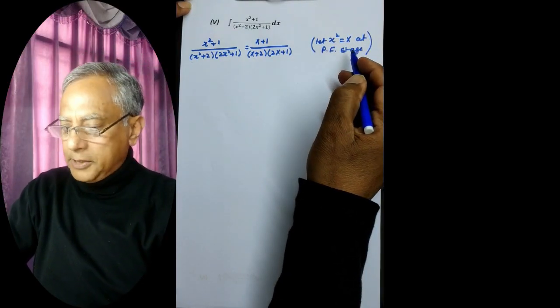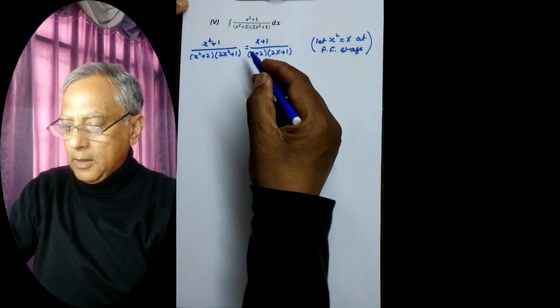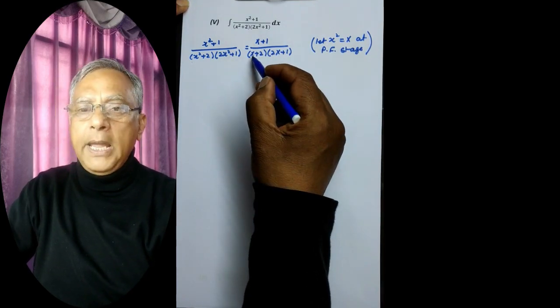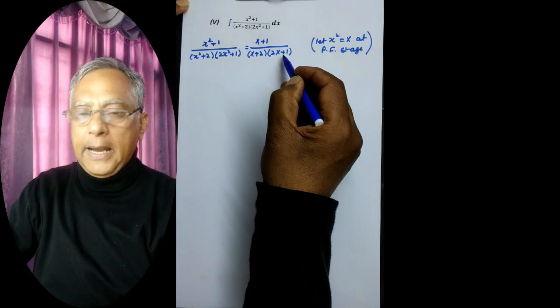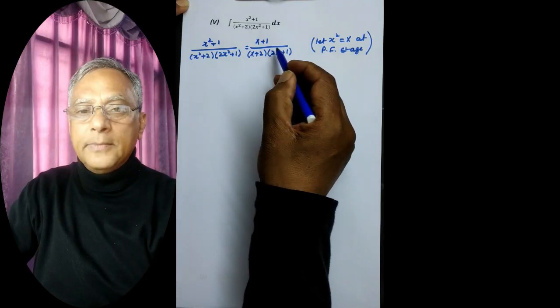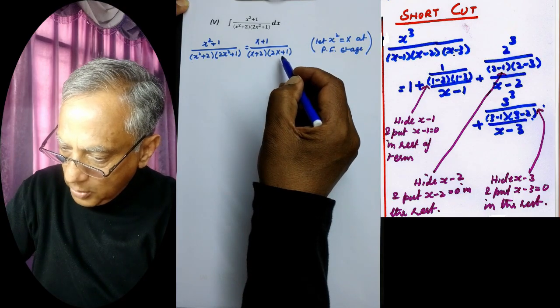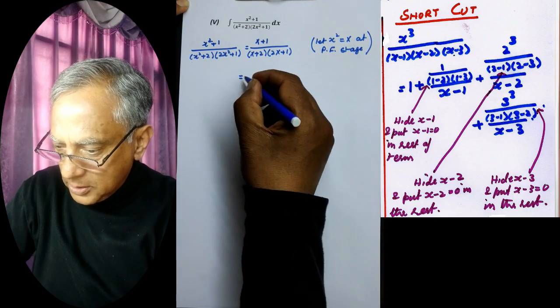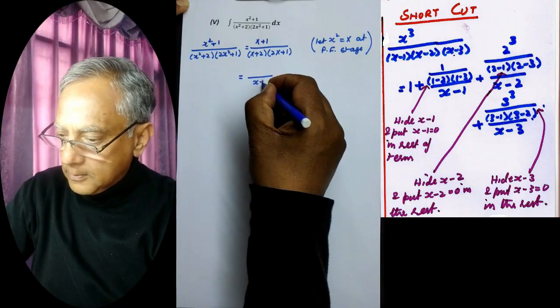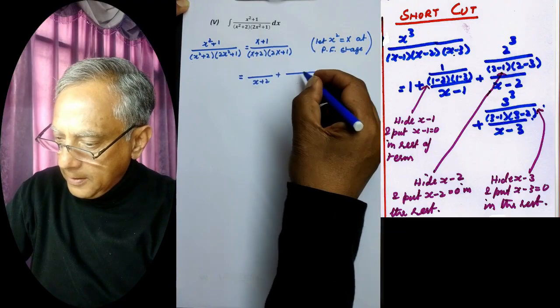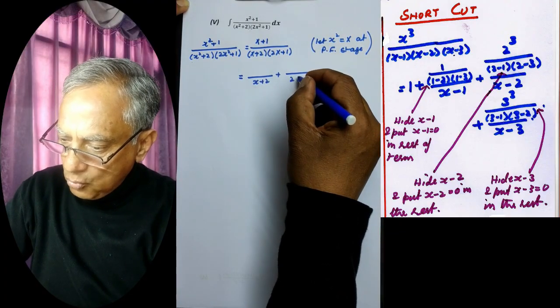Now I will think of this question as the denominator being a product of only linear factors, and I can easily reduce this to partial fractions. This will be equal to x plus 2 plus 2x plus 1.